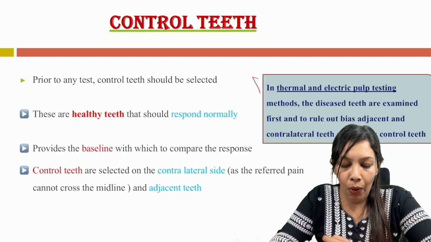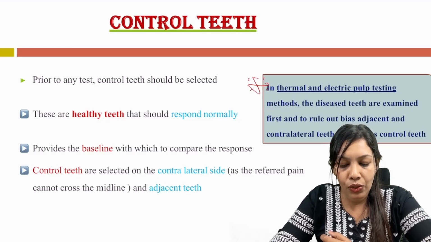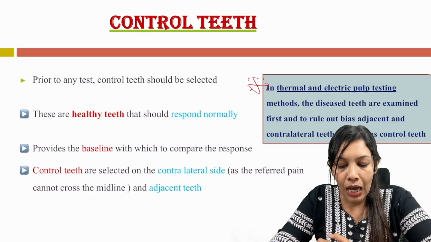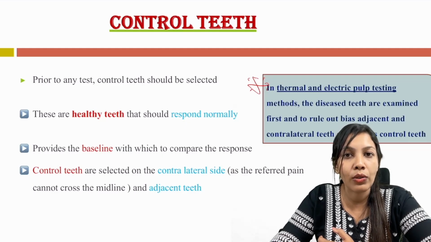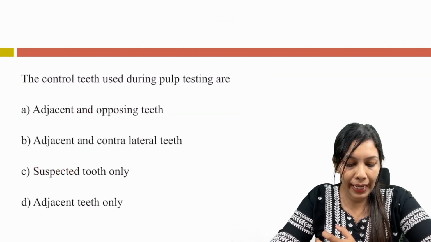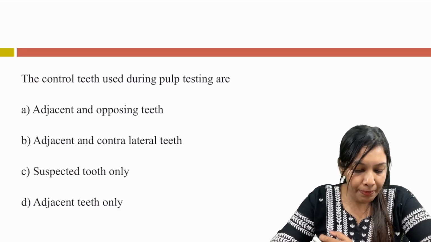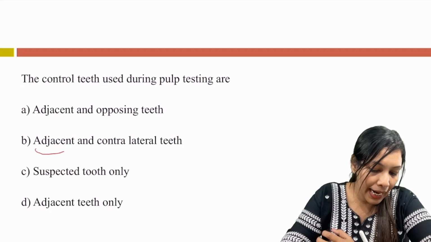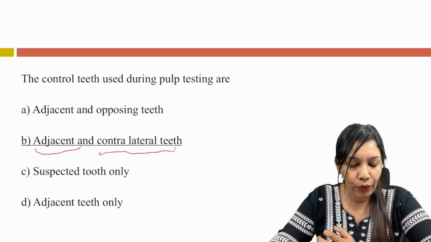Why I've added this point is that this is one of the questions that was asked in NEET MDS PG. So in thermal and electrical pulp test, what we do is that the diseased tooth is examined and the contralateral tooth is also examined to rule out the problem. Right. Next, see the question. The control teeth used during pulp testing are: the answer is adjacent and the contralateral teeth. So that is the answer for this question.